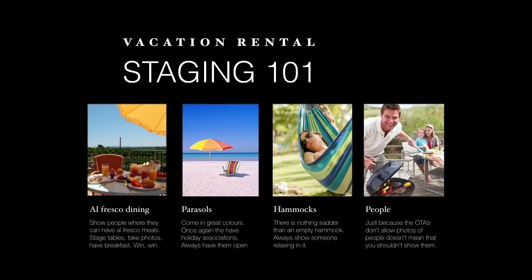So lastly, the other four things that I use in my photographs are al fresco dining. Now I show people where they can have meals al fresco, stage tables, take photographs, have breakfast. Parasols, by the way, they're not umbrellas. Umbrellas are for rain. Parasols are for hiding under in bright sunlight, and they're brightly coloured. They're great for this type of photography.